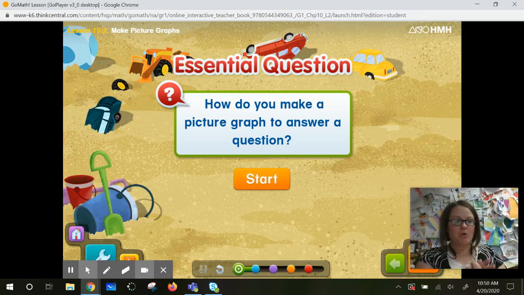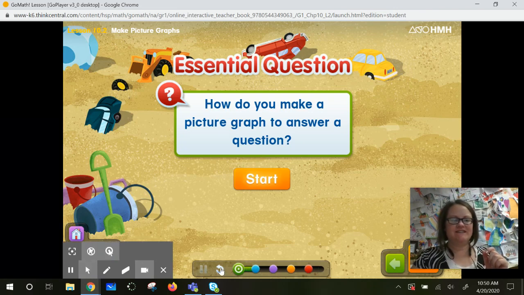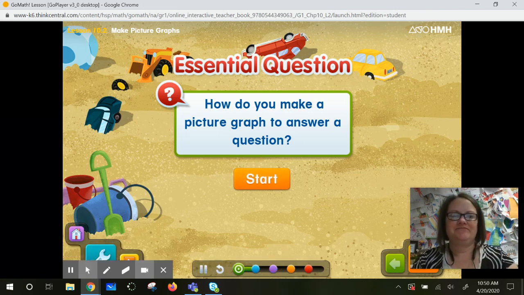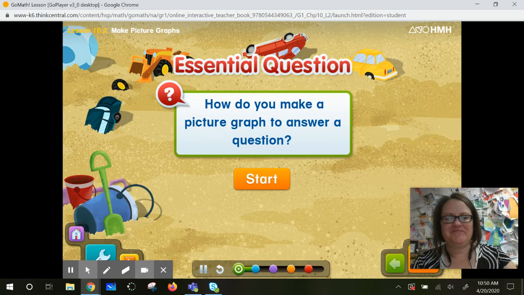Good morning or afternoon, and welcome to our second lesson of Chapter 10 as we talk more about making graphs. So, our essential question is, how do you make a picture graph to answer a question? We're going to learn more about that, so stay with me.